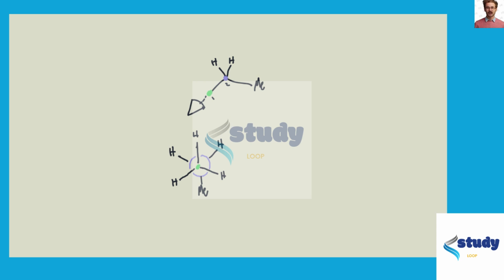So green carbon in the front. Hydrogen, hydrogen, hydrogen. Blue carbon in the back. And we've rotated. We're going to do clockwise, 60 degrees. Right, so now our methyl will be eclipsing our hydrogen. This hydrogen will be eclipsing, and this hydrogen will be eclipsing.